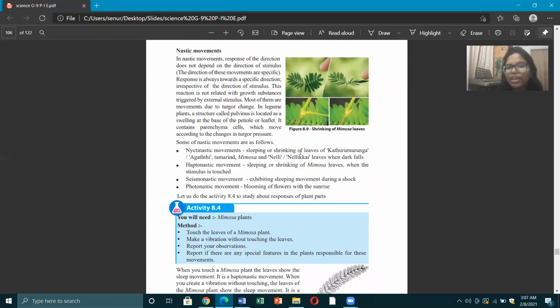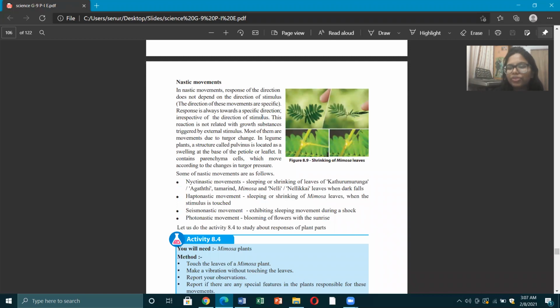Okay, so that is tropic movements. And then we have the nastic movements, children. Here the difference is the response direction does not depend on the direction of the stimulus.